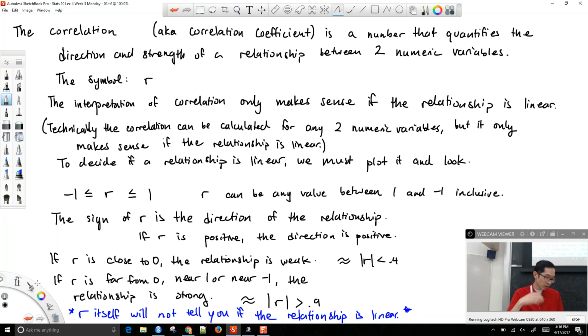So the sign of R is the direction of the relationship, and if R is close to 1, it's strong. If R is close to 0, the relationship is weak. Okay, so let's take a look at maybe a few examples.